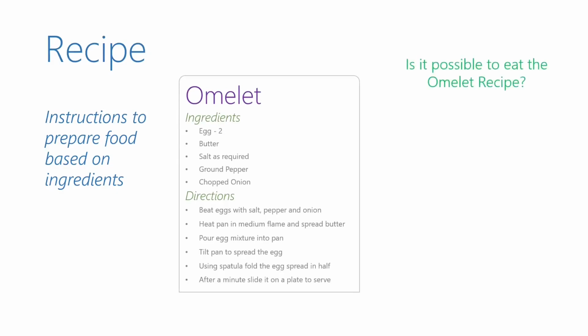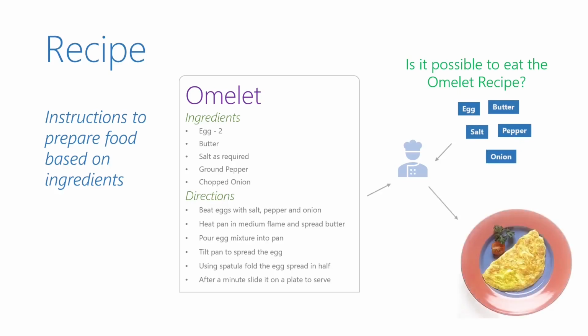If somebody wants to have an omelette, is it sufficient that we give them this recipe? No, right? It is not possible to eat the omelette recipe. Somebody has to get all the necessary ingredients, then they need to follow the instructions in the recipe and prepare the omelette. So whenever there is a need to prepare a new dish which we are not aware how to prepare, then we need the recipe.